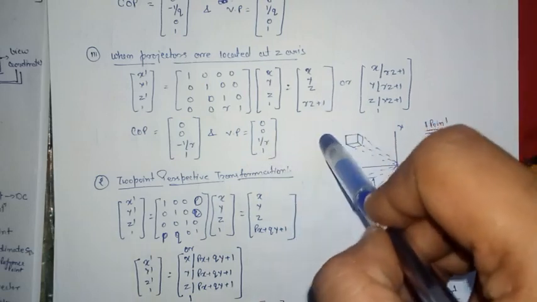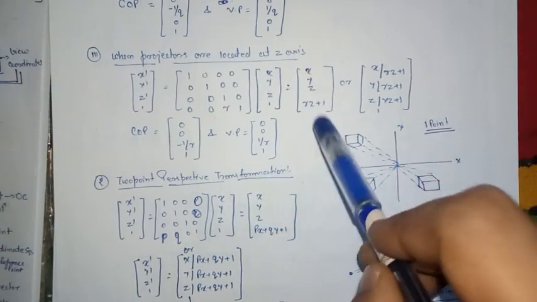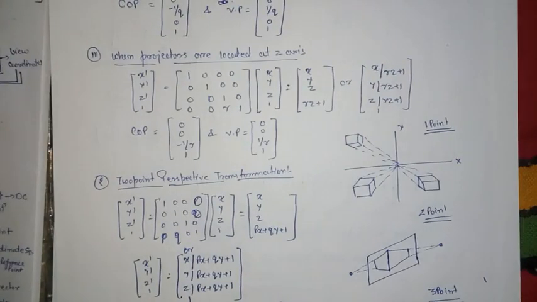Okay. So this is for the single point perspective transformation, or you can say single point perspective projection. And these projections are along the x-axis, y-axis and z-axis.